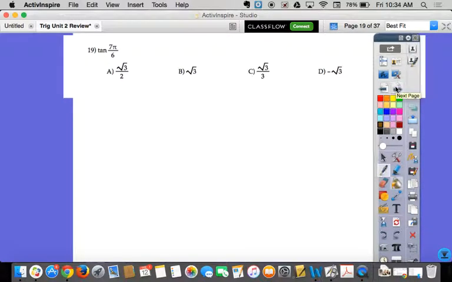Okay? Tangent 7 pi over 6. Now 7 pi over 6, you see the numerator is bigger than the denominator. That means we passed the whole mark. See, your denominator is 6. So 6 pi over 6 is sitting here. You went past that. You went over by 1. See, 7 pi over 6 is down here. You went over by pi over 6.